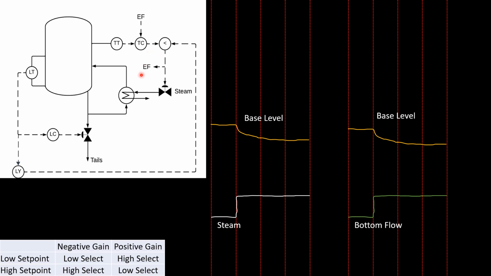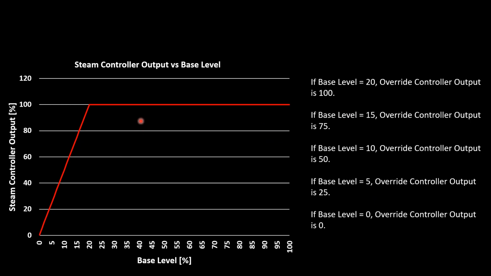So now let's go to our function we're using, because we're not using a PI controller in this example as our override controller. We're using a function, as we'll see in the next slide. So here's the function we're using.